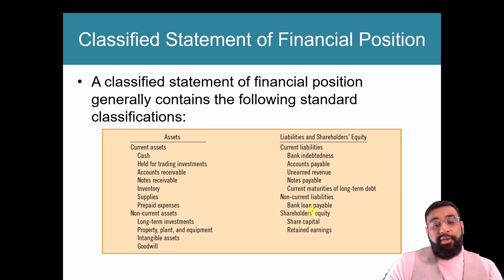Shareholders' equity has no classifications. It's just share capital. Remember, share capital is another word for common shares and preferred shares. And then we have retained earnings.